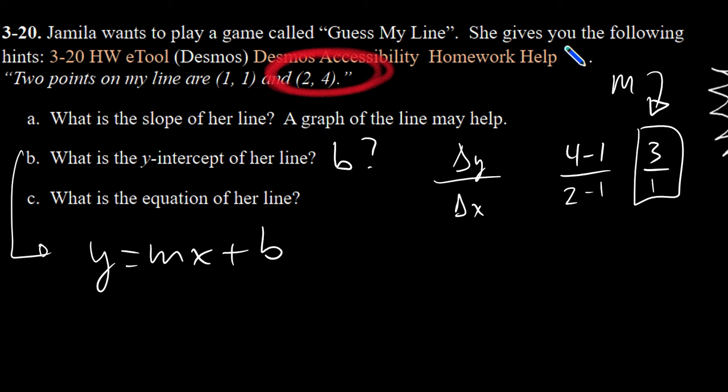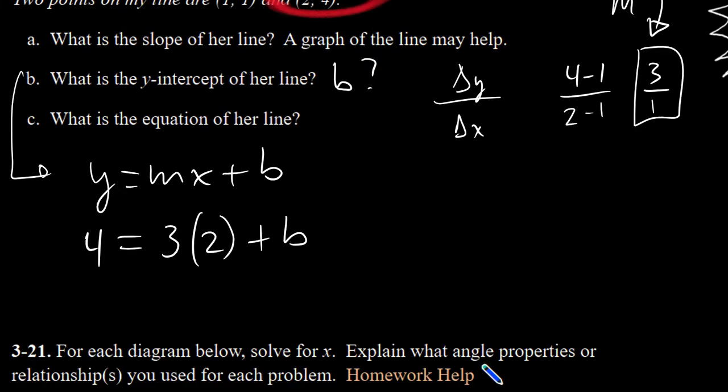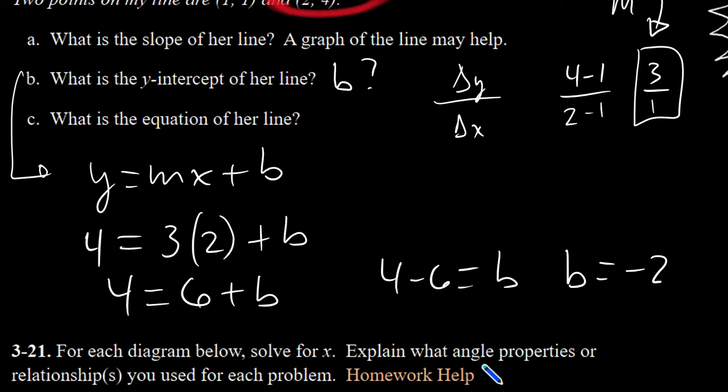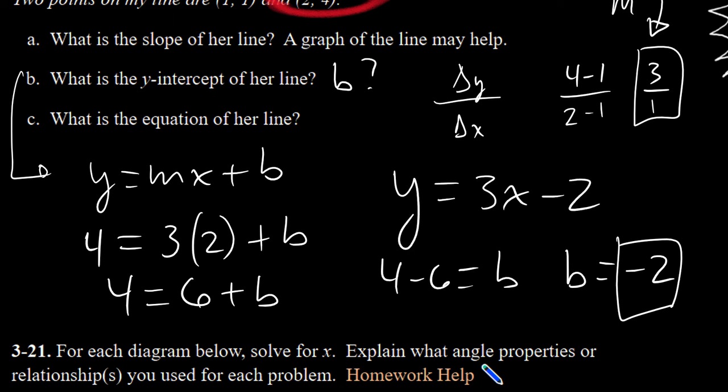So y is 4, and that's going to equal m, which is the number 3, times x, which is 2, plus b. So I've got 4 equals 6 plus b. If I take away 6 from both sides, 4 minus 6 is b. Therefore, b is negative 2. So I think this is my other parameter, my y-intercept parameter. So the equation of the line should be y equals 3x minus 2.